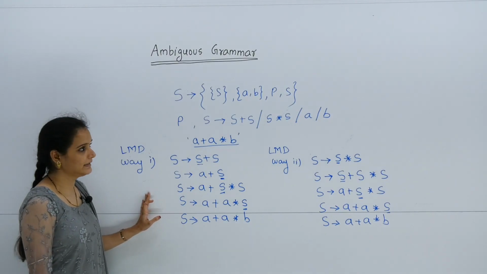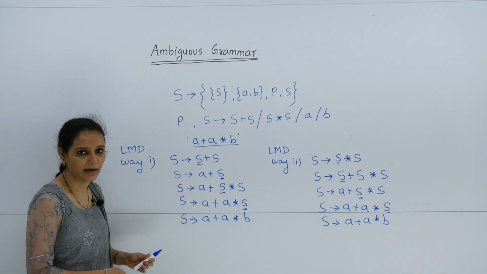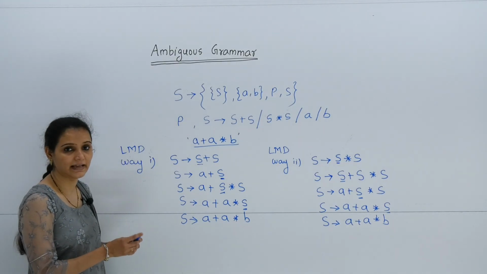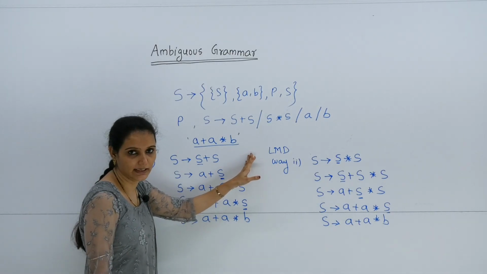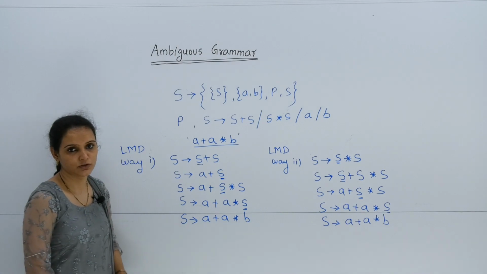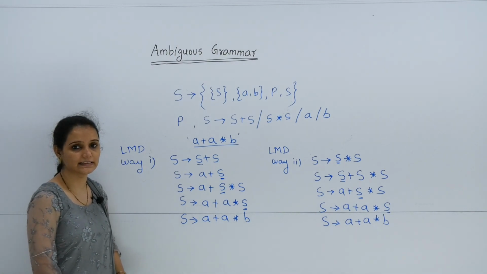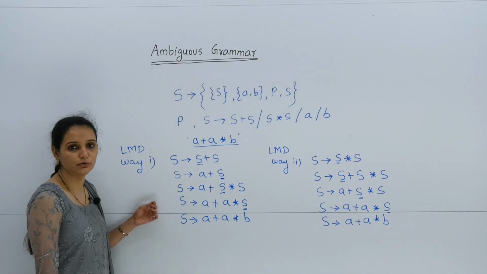Then in the next video I will come with another example of an ambiguous grammar, and here the question will be like this: identify whether the given grammar is ambiguous, and if it is ambiguous then remove its ambiguity. So in the next video we will see the example in which I am going to teach you how to remove the ambiguity also.